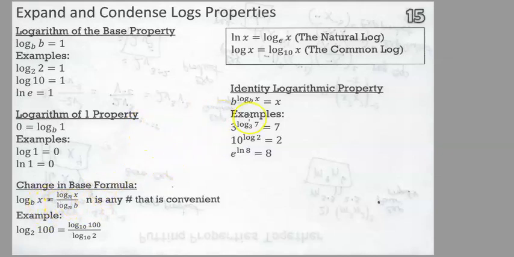If you ever use the change of base formula, or the identity b to the log base b of x, that would just give you x. Remember, natural log has a base of e, common log has a base of 10.